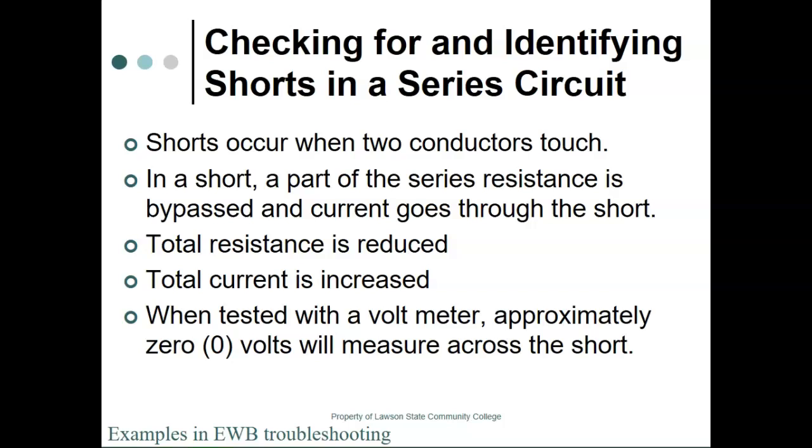So checking for and identifying shorts. These occur when two conductors touch. When you test a short with a voltmeter, it won't measure any voltage. Why? So let me ask you this. Why do we never see voltage drop across a fuse? Or across a piece of wire?